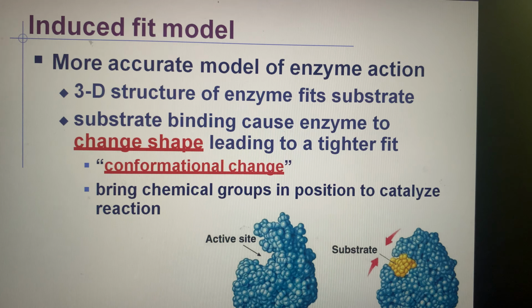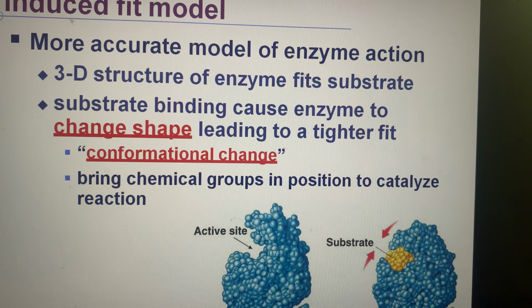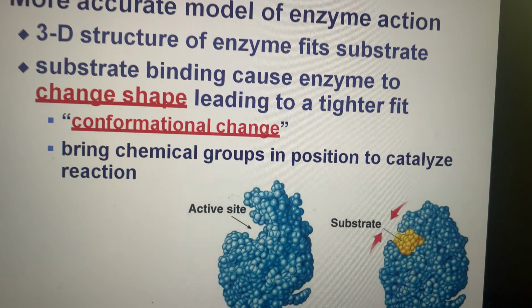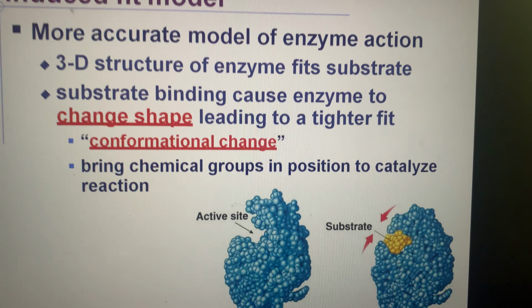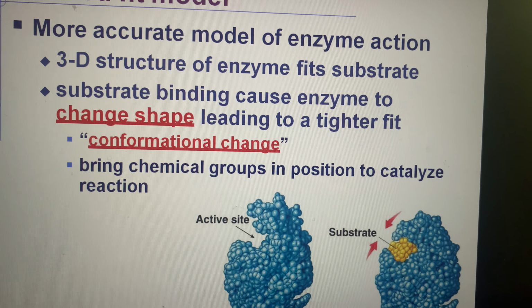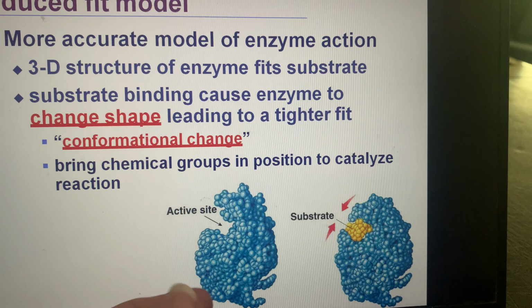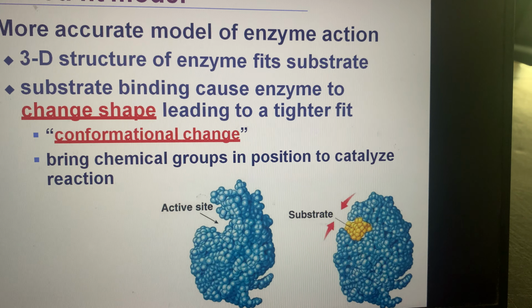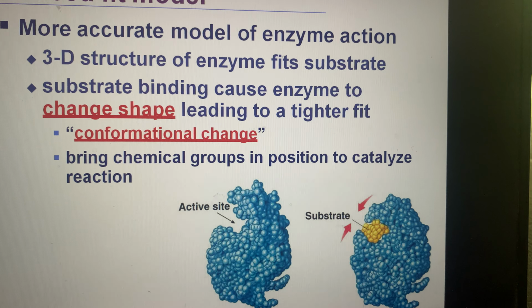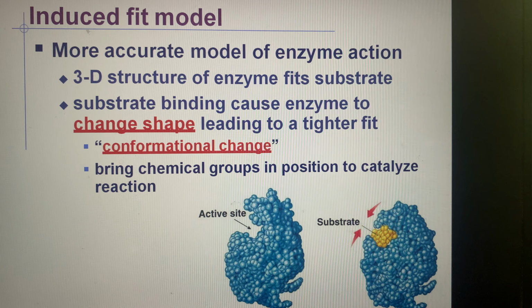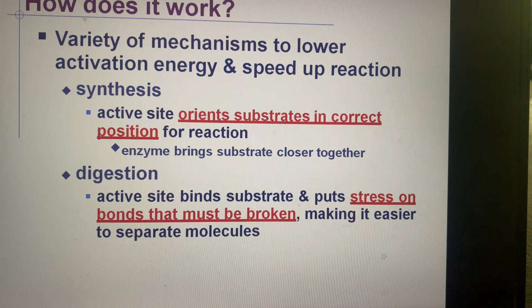Induced fit model, a more accurate model of enzyme action, is shown here. The 3D structure of the enzyme fits with the substrate. The yellow substrate fits with the enzyme active site. Substrate binding causes the enzyme to change shape, leading to a tighter fit, a conformational change. You see, this one is a little loose structure and this one is closed or compact structure. So this is called conformational change or induced fit model. It brings chemical groups into position to catalyze the reactions.